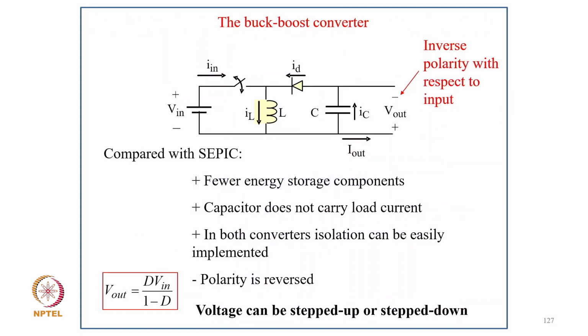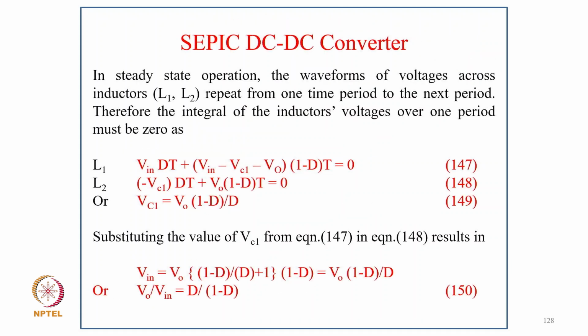Typically coming to the comparison, here the energy storage component, the capacitor, does not carry load current. In both converters, isolation can be easily implemented and polarity is reversed, so voltage can be stepped up or stepped down. So in steady state operation, the waveforms of the voltage across the inductors L1 and L2 repeat from one time period to the next period.